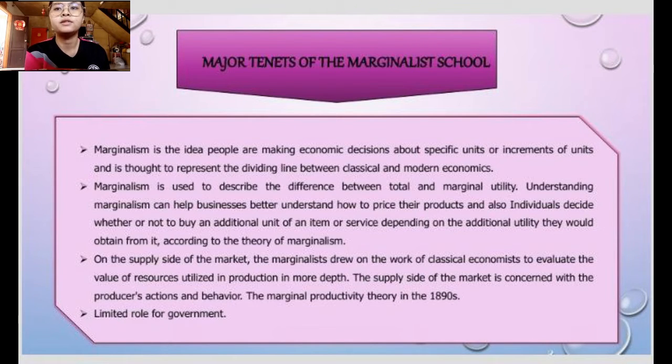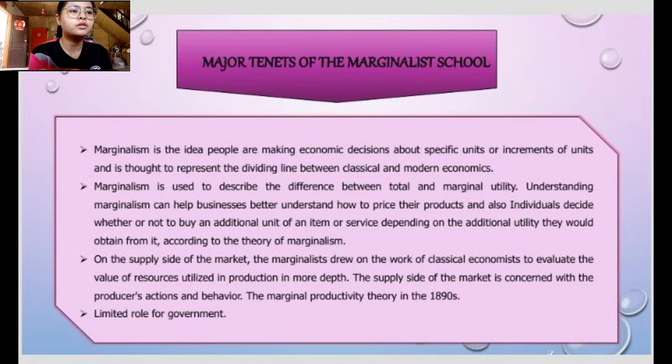On the supply side of the market, the marginalists drew on the work of classical economics to evaluate the value of resource utilities in production in more depth. The supply side of the market is concerned with the producer's actions and behavior. The marginal productivity theory in the 1890s. Limited role of government.